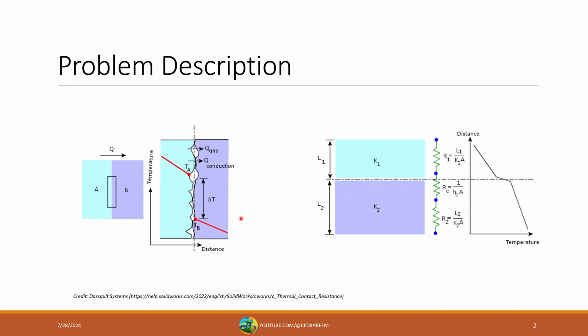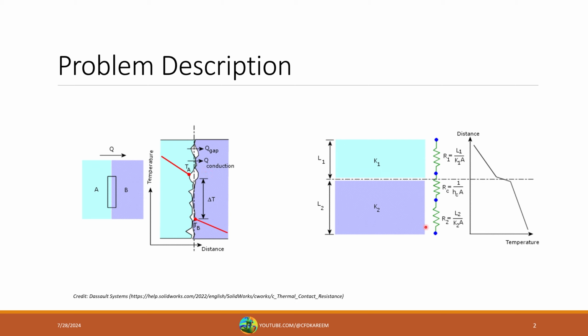If we want to do accurate simulations of conduction between two solids, we're going to have to account for the thermal contact resistance at this contact point. The thermal contact resistance value is going to be dependent on the two materials in contact, so material A and material B, as well as the contact pressure between those materials.